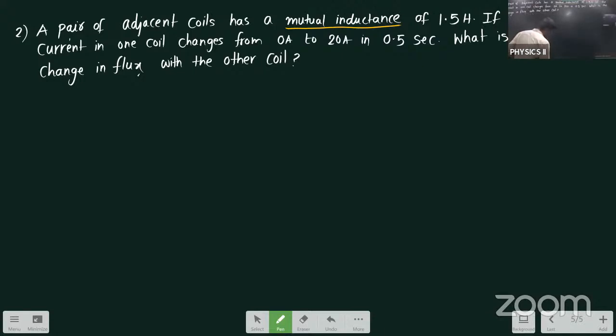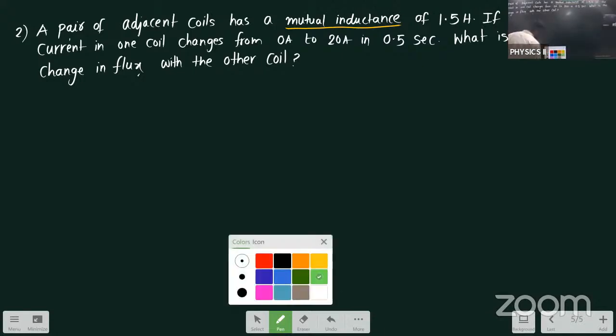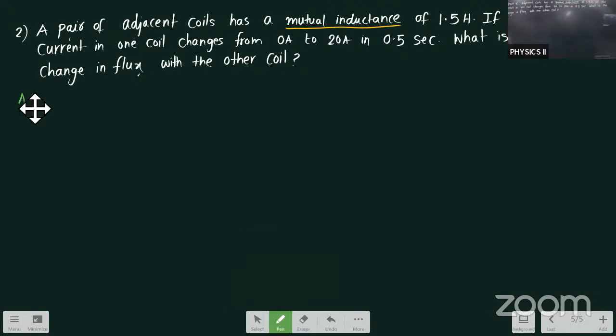Okay. First of all, what you are supposed to do? You are supposed to write down the given quantities. What are the given quantities here? Mutual inductance is given. Mutual inductance is represented by the symbol M. How much has he given? 1.5 Henry. What is the next thing he has given? Current in the coil is changing from 0 amperes to 20 amperes. Again, I will be taking the positive sign. So I am writing dI, change in current, 20 amperes. In how much time? dt is equal to 0.5 seconds.